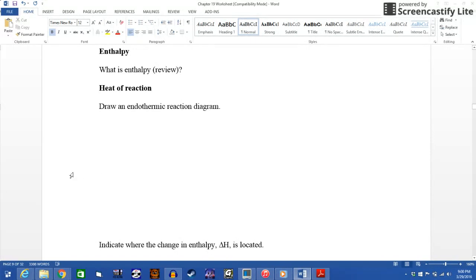So potential energy over here on the y-axis and reaction coordinate here on the x-axis. Draw your endothermic. I'm going to try and resist the urge of tracing out a curve for you. All right, so go ahead and draw an endothermic reaction diagram. And then instead of drawing all 6 lines, I just want you to draw the one interval where delta H is located. Just a little bit of review from the early part of this chapter.